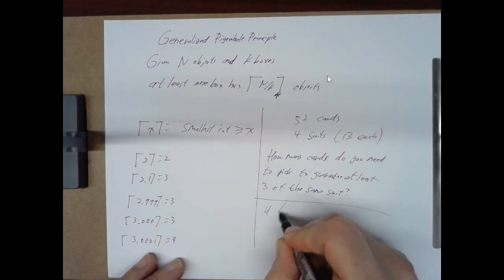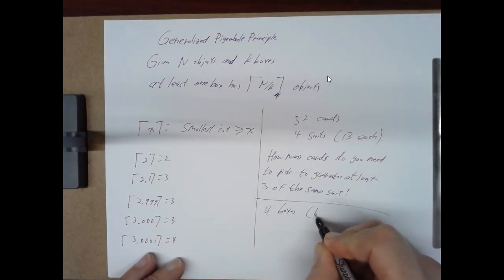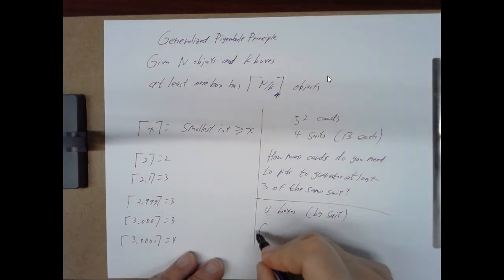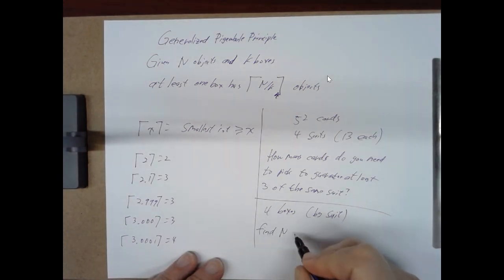So make 4 boxes labeled with the different suits of the cards. Take each card, put it into a box based on whether it's clubs, diamonds, hearts, or spades. And now this question is asking, how many cards do you have to put into your boxes to guarantee that at least one box has 3 objects in it? So we're saying find n such that ceiling of n over 4 is equal to 3.